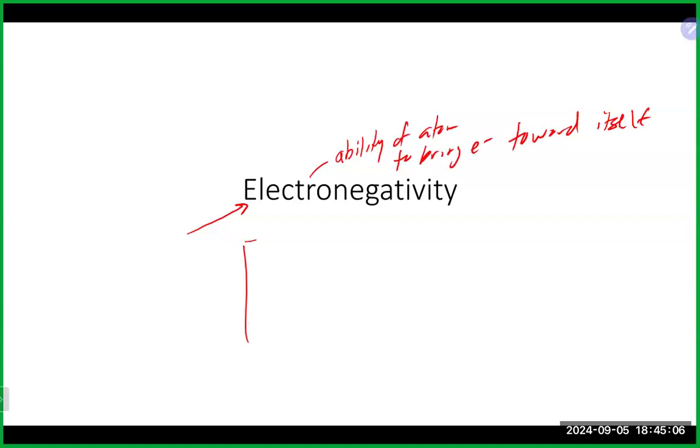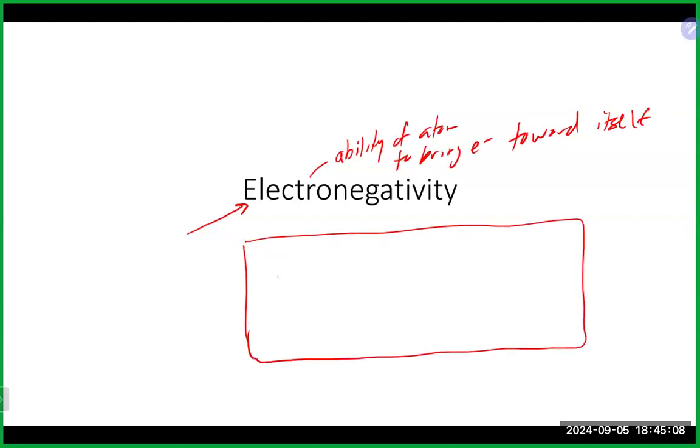Remember, we talked about the periodic trend, right? And the periodic trend for electronegativity is, as you go up and to the right, it increases. And as you go down and to the left, it decreases. Our most electronegative element is our friend fluorine.